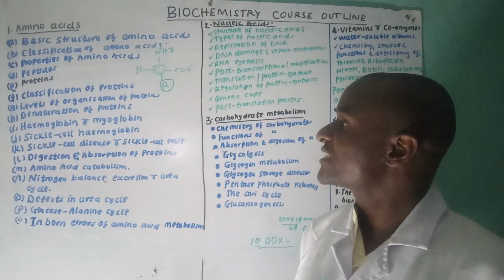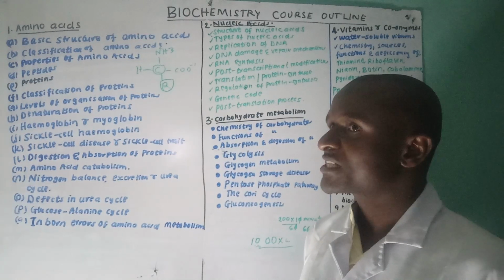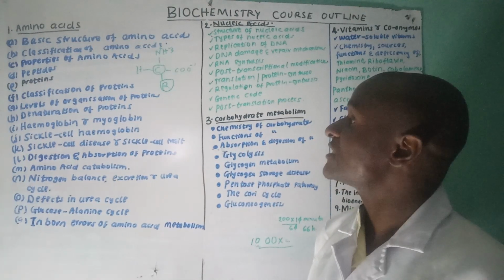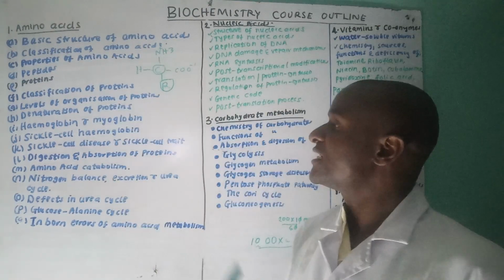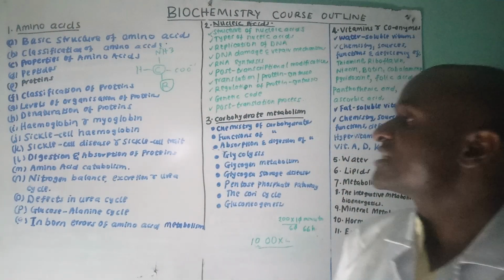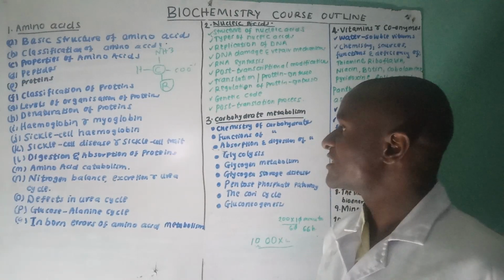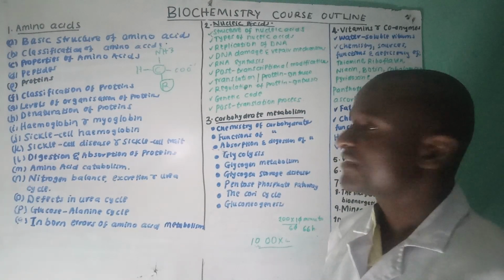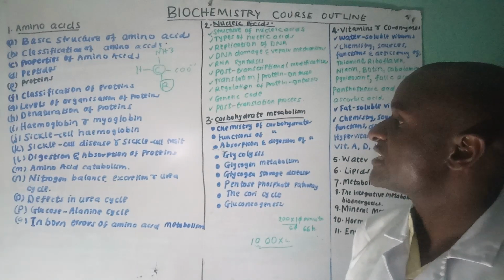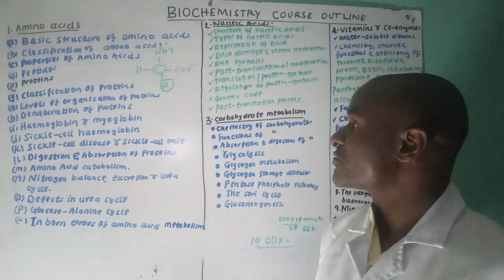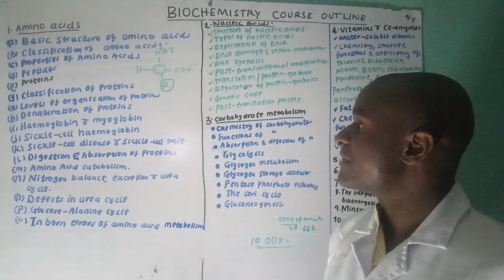Then we shall look at the denaturation of proteins. So what factors cause denaturation of proteins? That is the change in the structure of a protein. Then hemoglobin and myoglobin, sickle cell hemoglobin, then sickle cell disease and sickle cell trait. That's very, very important for a medical scientist. Then digestion and absorption of proteins. We shall look at amino acid catabolism.